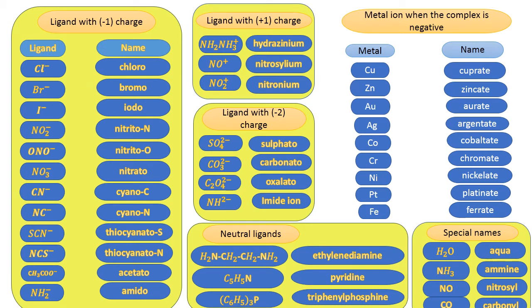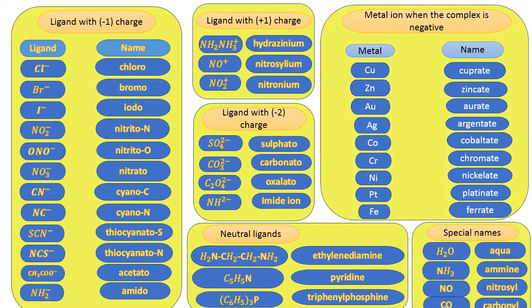Now, the name of the metal ion when the complex is negative, only when the complex is negative: copper becomes cuprate, zincate, aurate, argentate, cobaltate, chromate, nickelate, platinate, ferrate. If it is positive, the name is written the same, like copper, zinc.